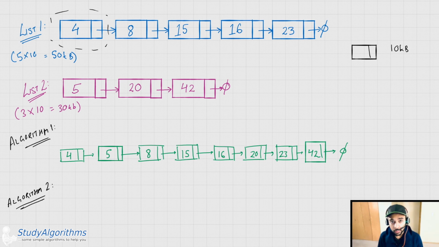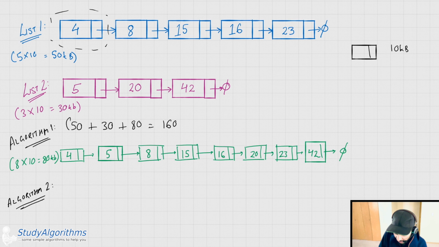But what did you do? You occupied 80 KBs of extra space. That is because each node has a size of 10 and this new list has 8 nodes in total. And hence, the total space taken by this algorithm is 50 for the original list plus 30 for the second list and 80 for the new list. So this algorithm takes a total of 160 KB of space.